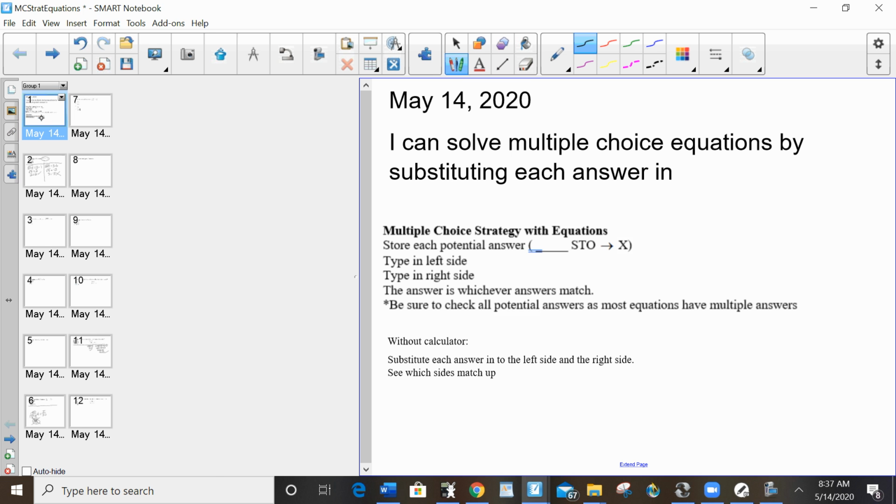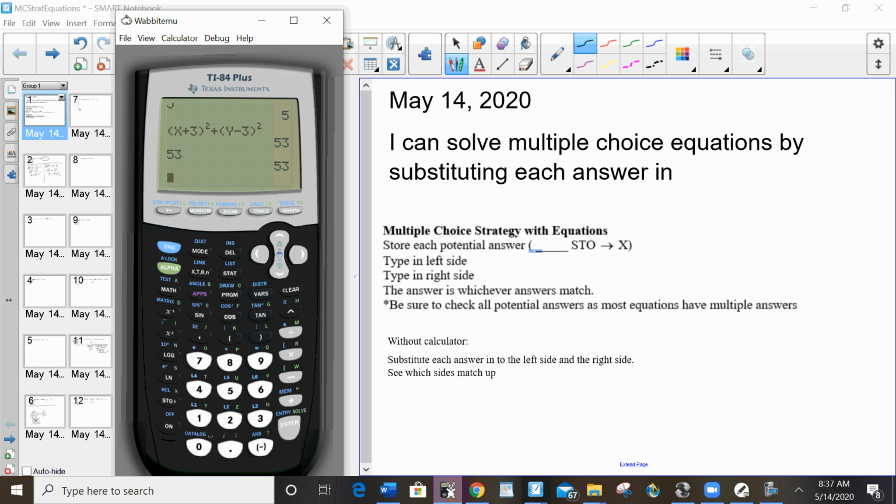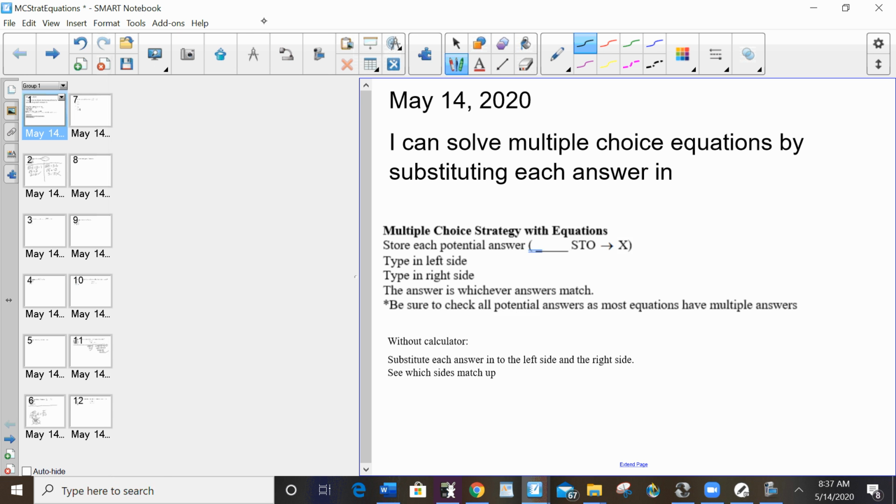If you have a calculator, you can just store the values in the calculator using your store button. If it's not multiple choice, then you're just substituting each one in, and you're seeing which one has the left-hand side and the right-hand side be the same. And if it's a system, you're subbing in both x and y, and it needs to work in both equations.